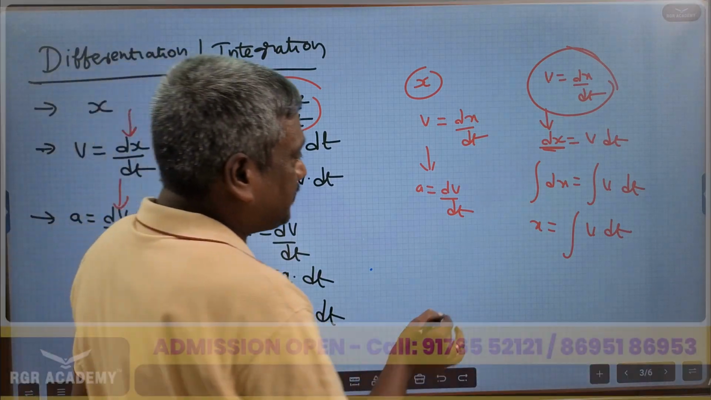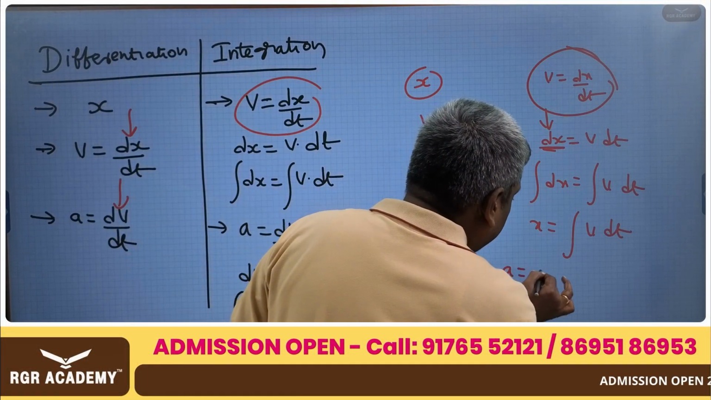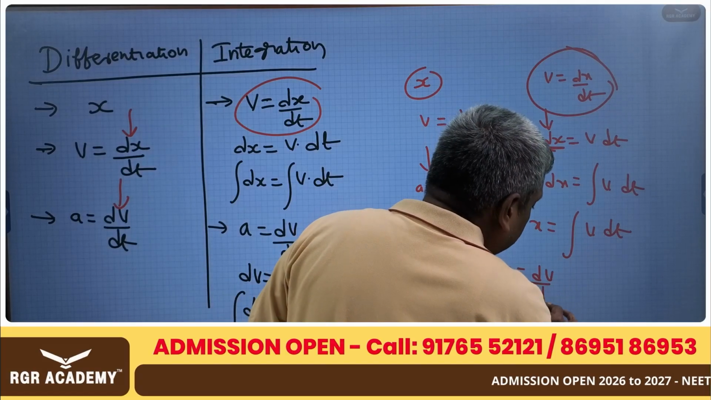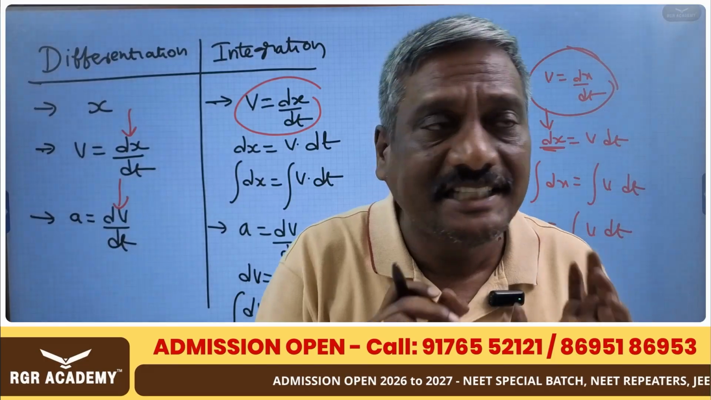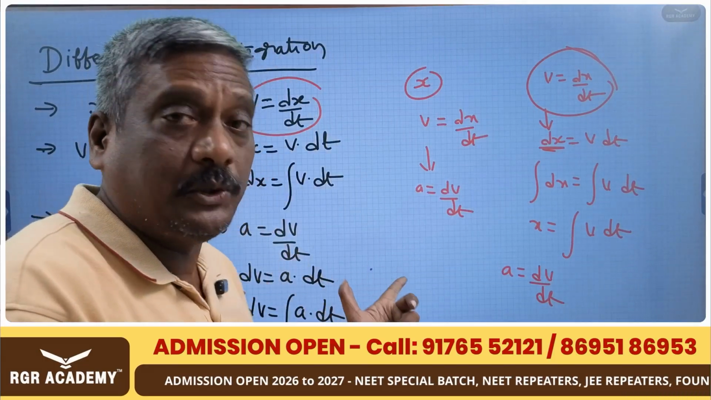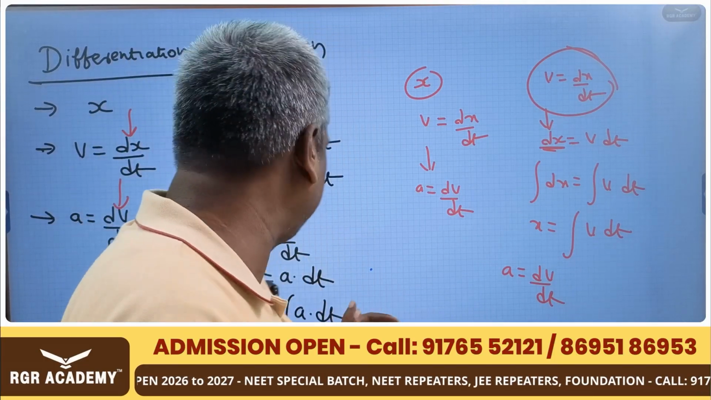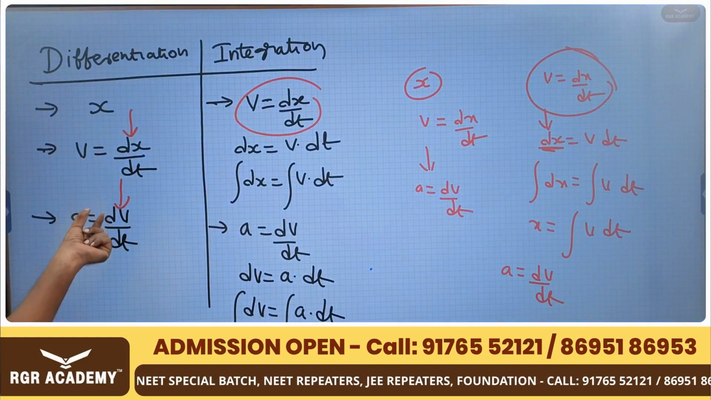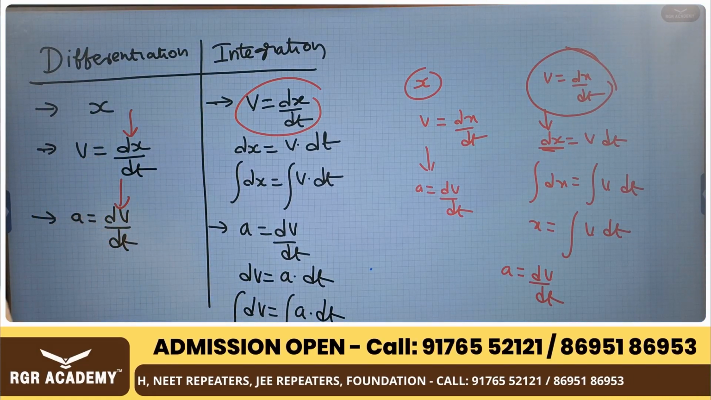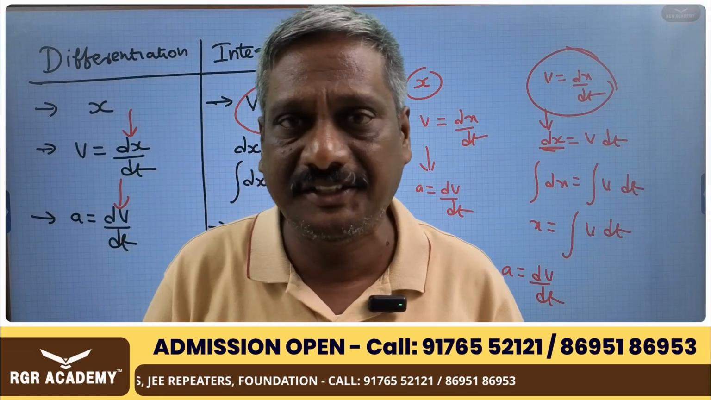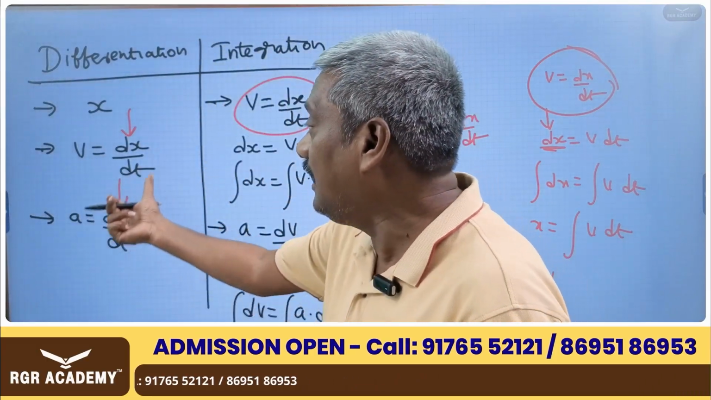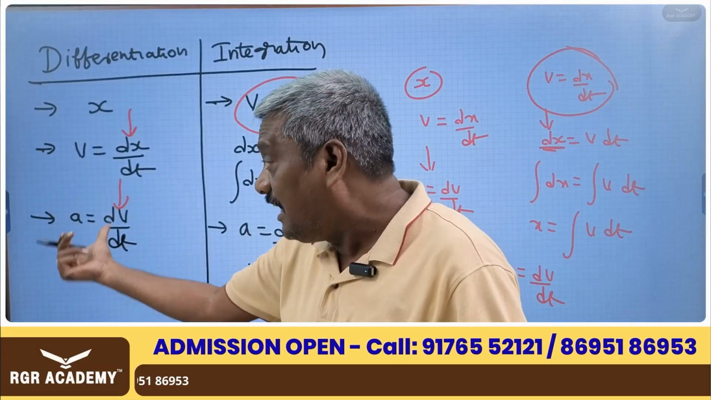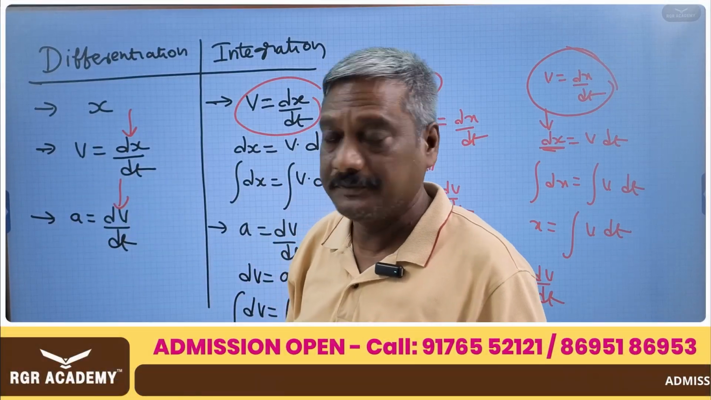Acceleration is what? The rate of change of velocity is called acceleration. Now try to compare, then you feel comfortable. If you know velocity, you can differentiate it to get acceleration, because the rate of change of velocity is called acceleration. From velocity you get acceleration.